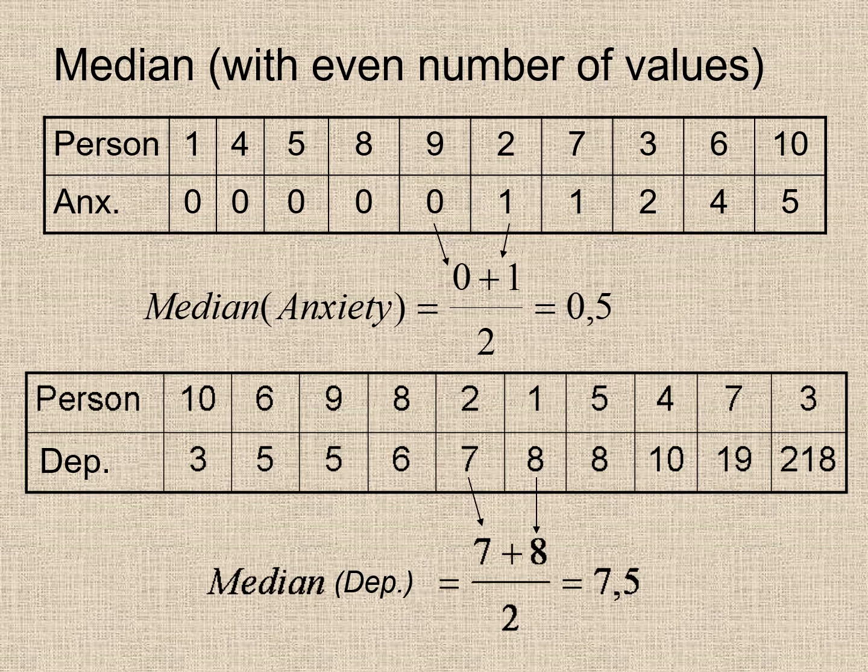So for anxiety, we have sorted them from the lowest to the highest value, and we have a 0 and a 1 as the 2 middlemost values. So in this case, the median will be the average of those two. So the median level of anxiety in this group of individuals is 0.5. And the same for depression. We sort them from the lowest to the highest, and we have 7 and 8 as the middlemost values. So the median depression in this group is 7.5.